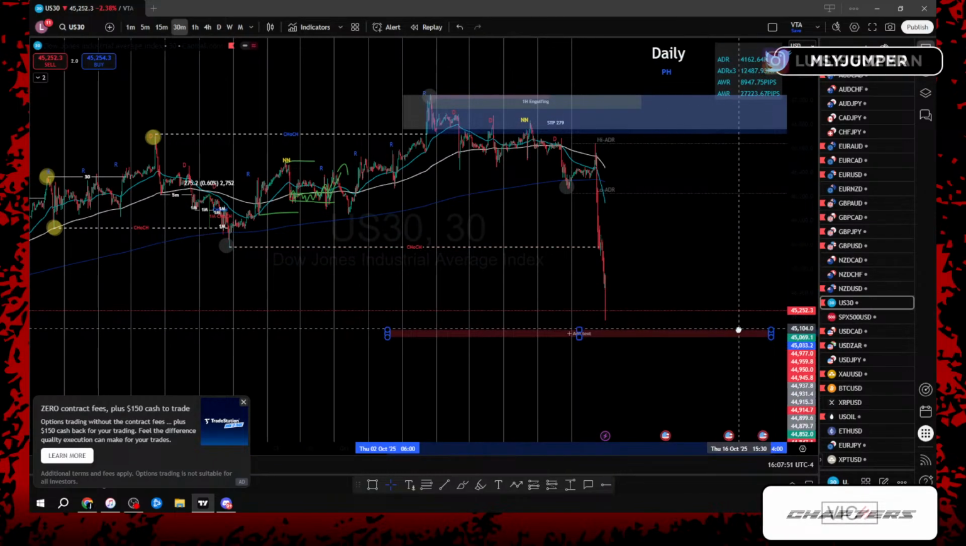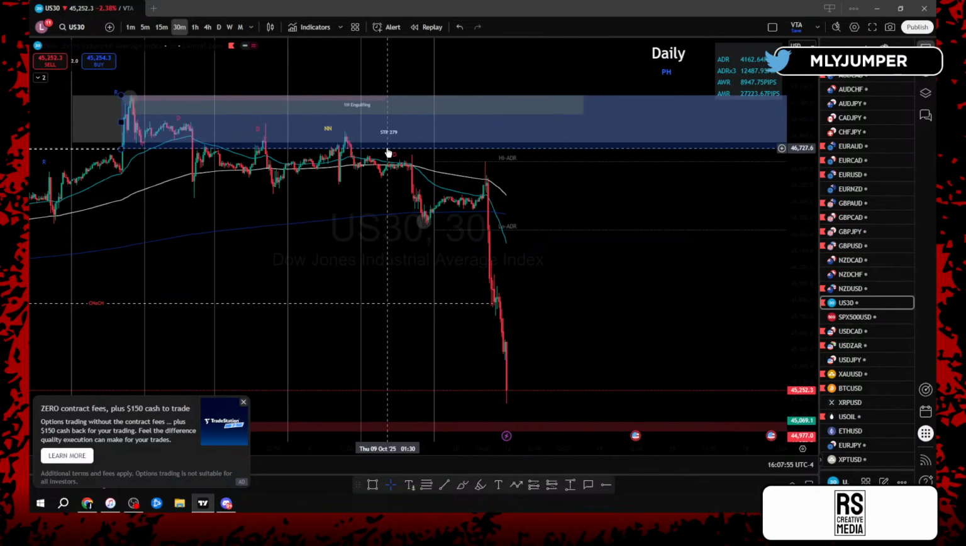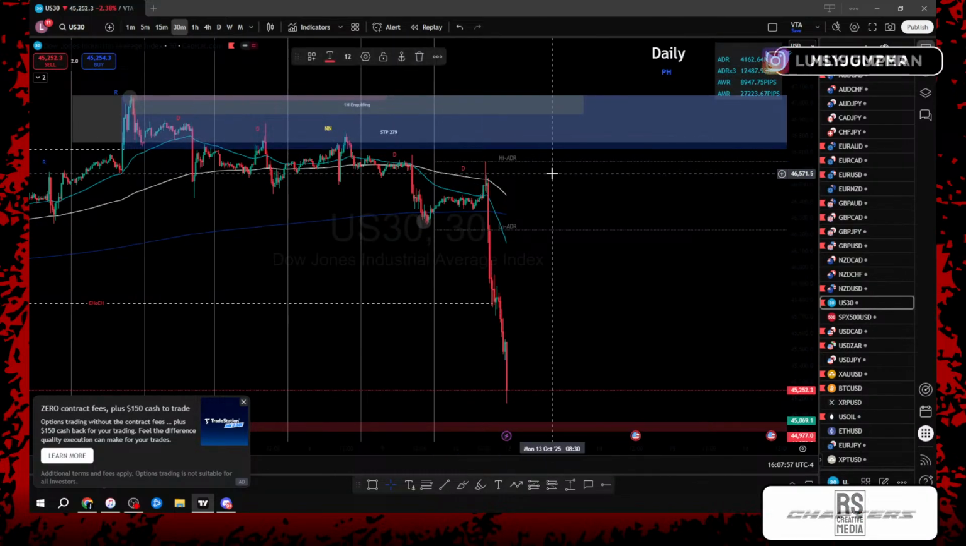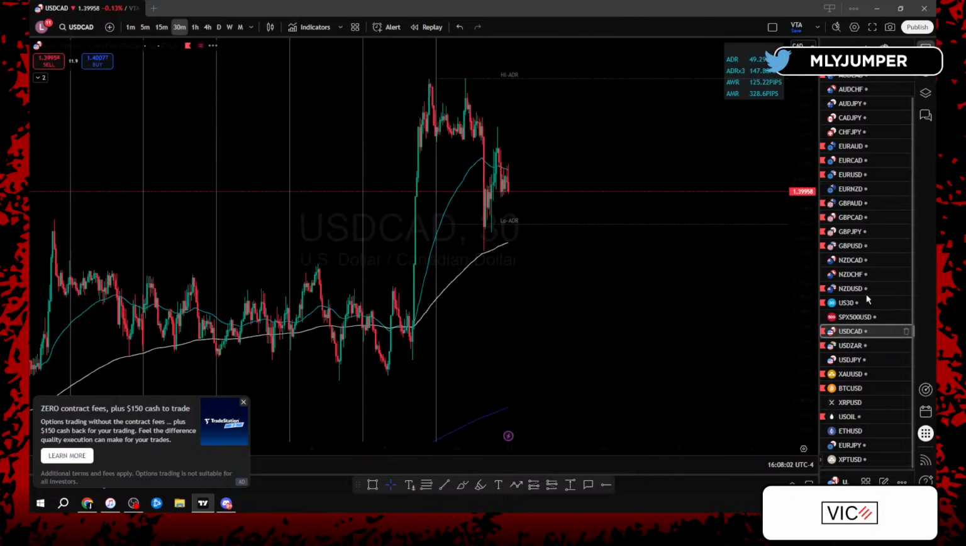These 30-minute lows aren't set just yet. You have 2 days of drop, but price finished at the bottom, so I'm not really expecting anything out of US30. USDCAD.